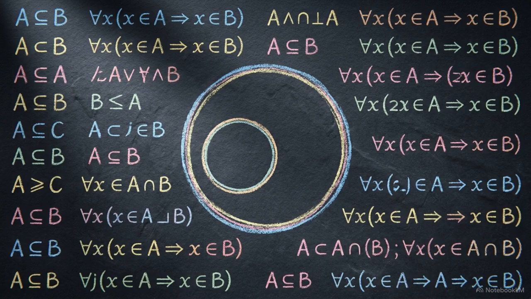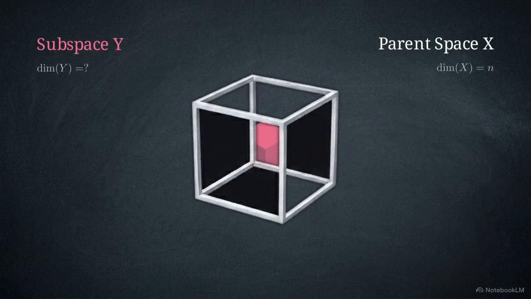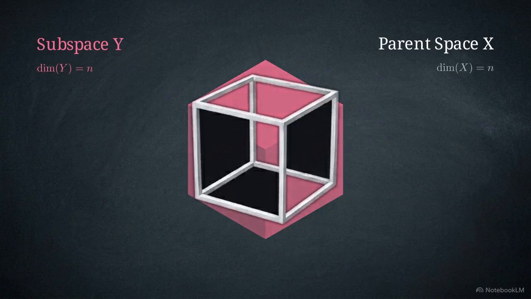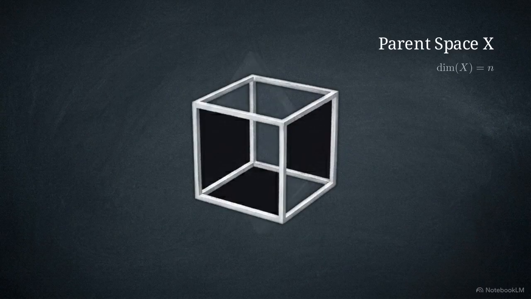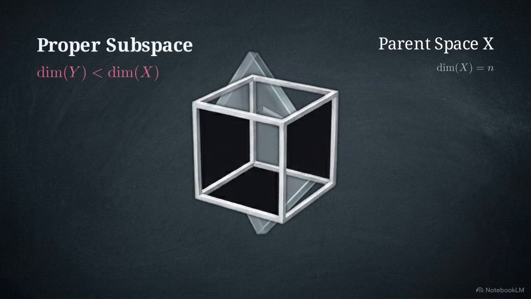strictly less than n. We can verify this through contradiction. Suppose the subspace Y has the same dimension, n, as the parent space X. That would mean Y contains n linearly independent vectors. Since these vectors are independent and exist within X, they are sufficient to span all of X. In this case, Y would be identical to X. For Y to be a proper subspace, meaning it is a subset and not the whole, it must possess fewer degrees of freedom. Dimension serves as the measure of a space's freedom.